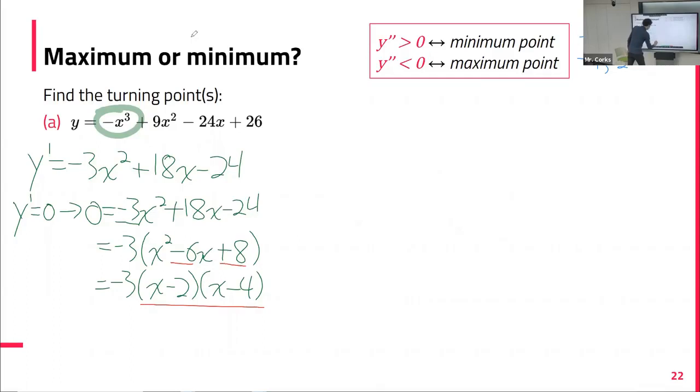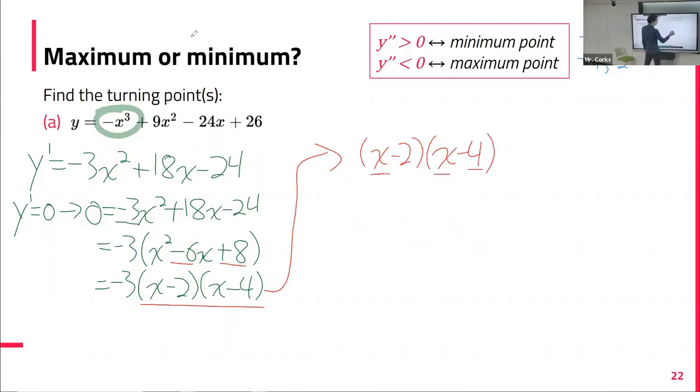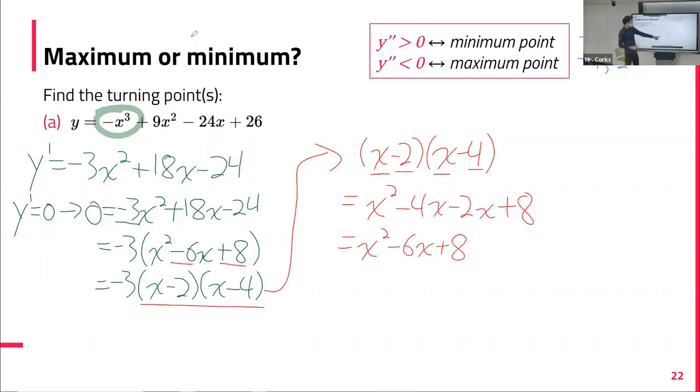Let's confirm this result. In case we're not convinced that this is the right thing, we can just very quickly check this. x minus 2, x minus 4. Take the first term, multiply it by both of the other things, x squared minus 4x. And then the second term, multiply it by both things, minus 2x and positive 8, negative 2 times negative 4. And just simplify: minus 6x plus 8. That's the same as what we started with, so the factoring is correct. It's always easy to check our work like that.